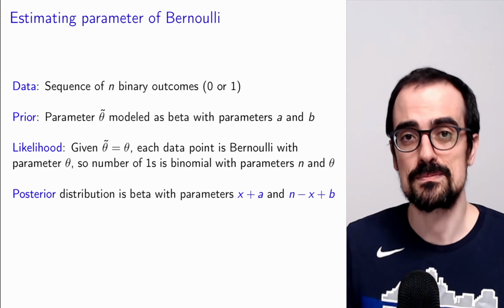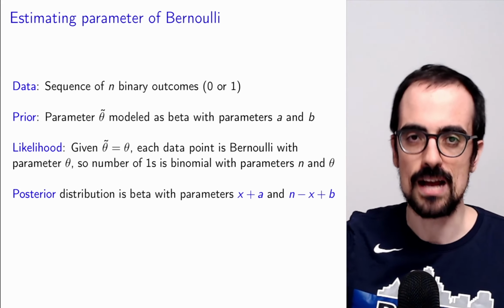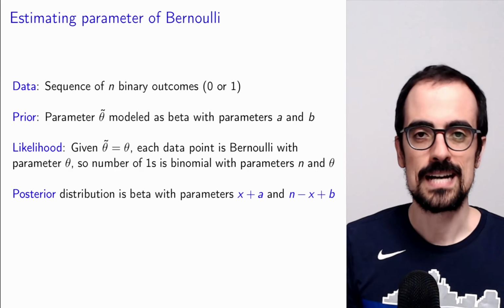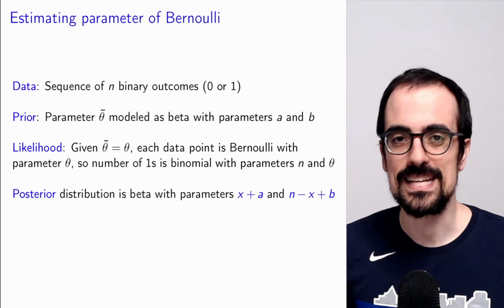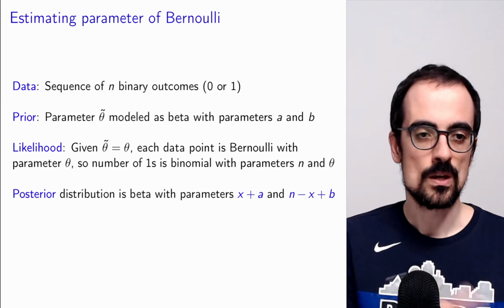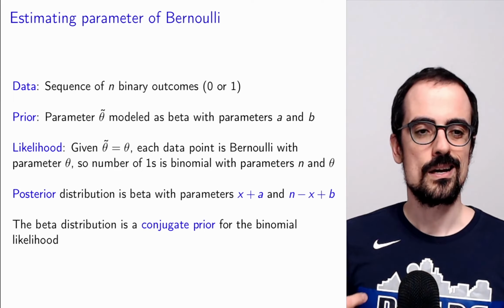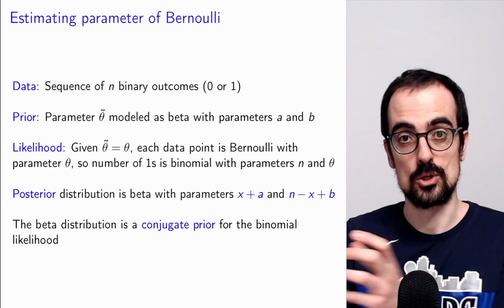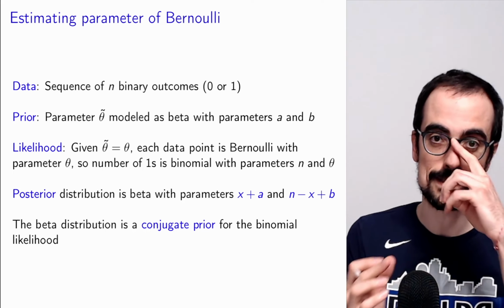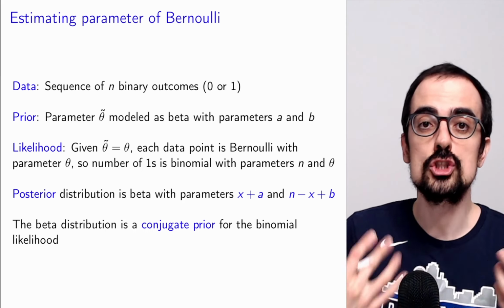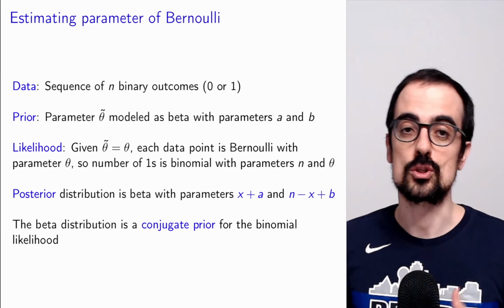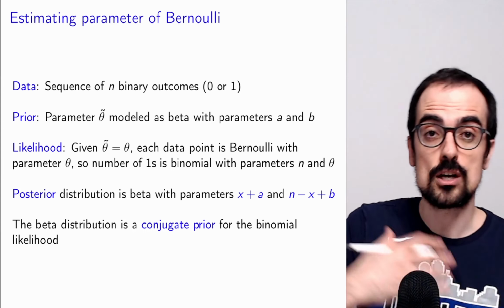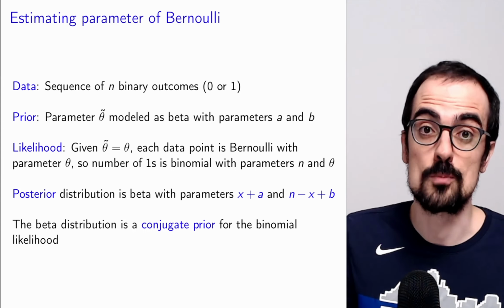This is very nice because we don't have to go through all of this pain of rederiving the posterior PDF each time we see data. It's always going to be a beta distribution, and we can very easily update the parameters. When this occurs, when we have a prior distribution and we apply a likelihood and the posterior belongs to the same family as the prior, we call this a conjugate prior for that likelihood. So in Bayesian statistics, the beta distribution is a conjugate prior for the binomial likelihood.